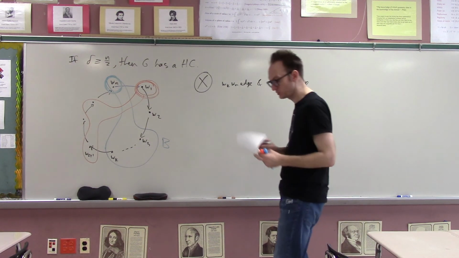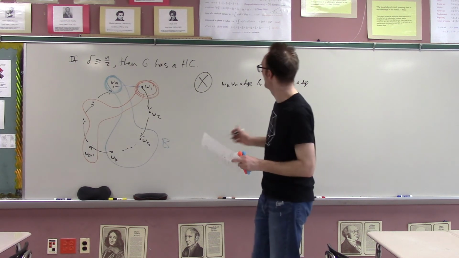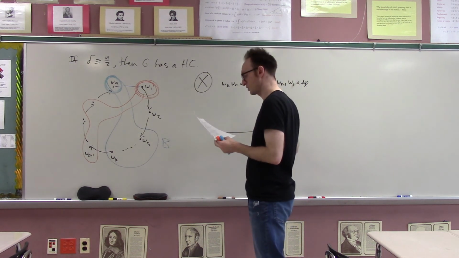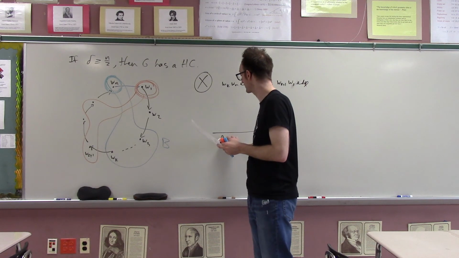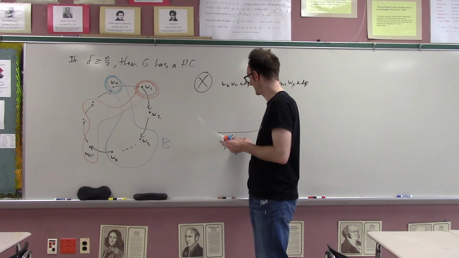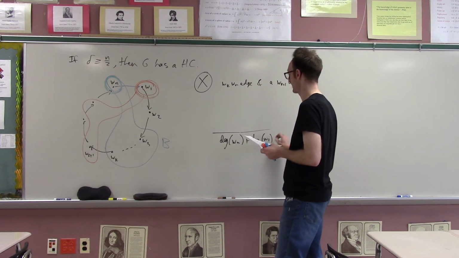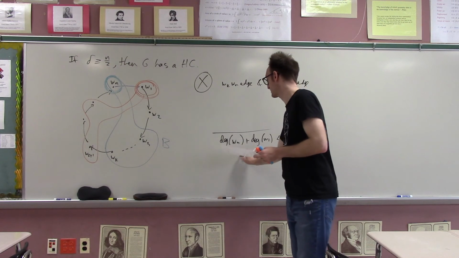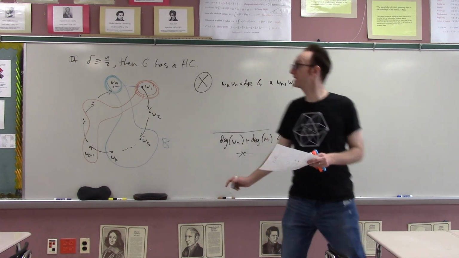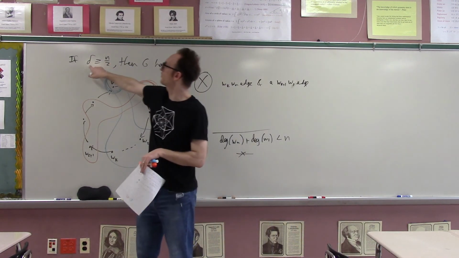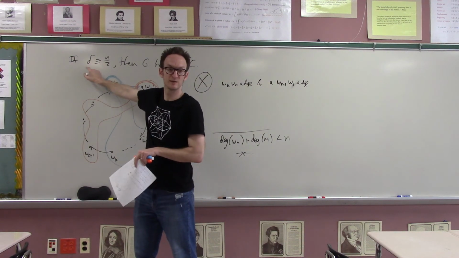And so I don't think we need to do this again, but what we ended up with last time, our contradiction, was that the degree of Wn plus the degree of W1 was less than n. That was our contradiction. And it contradicted because we know that the degree of any vertex has to be greater than or equal to n over 2, so that's false.